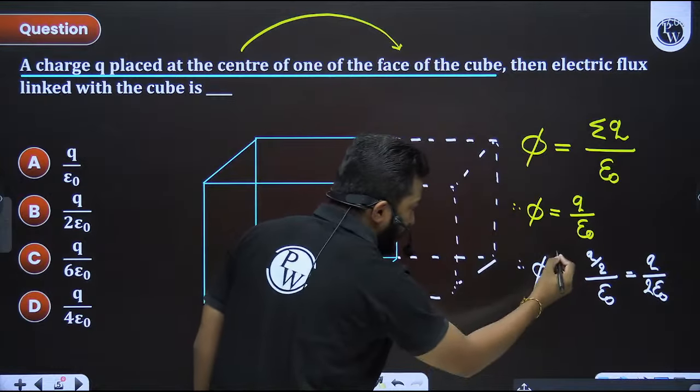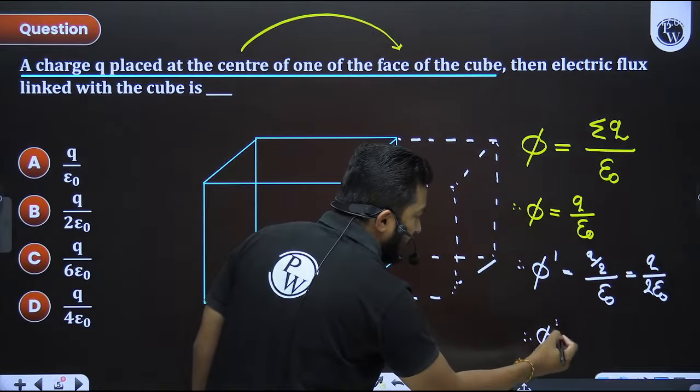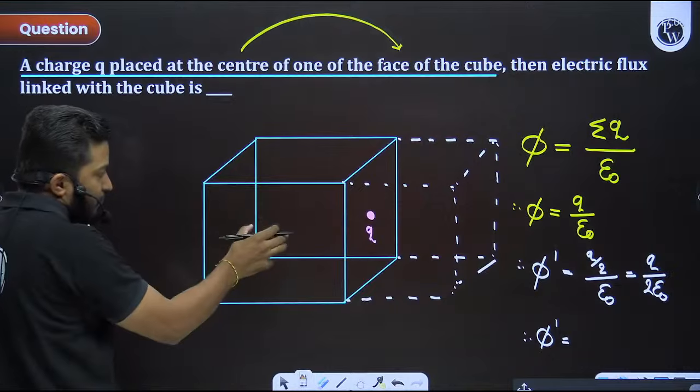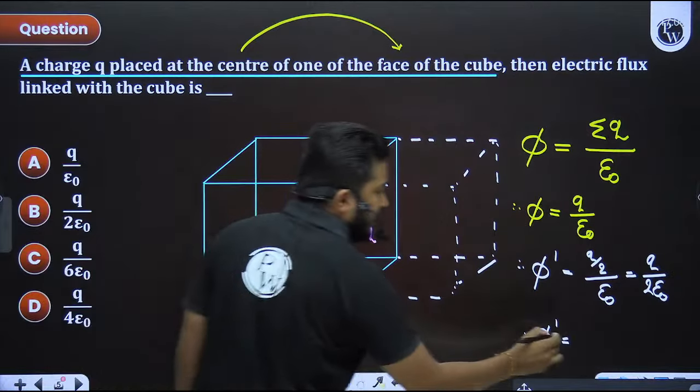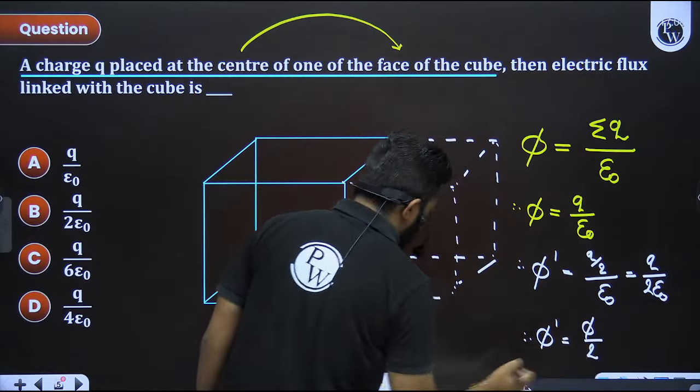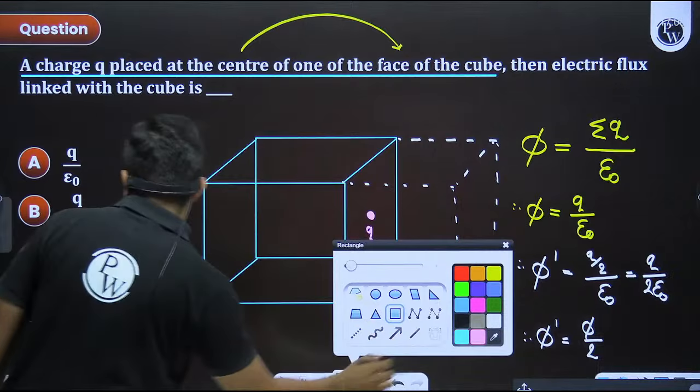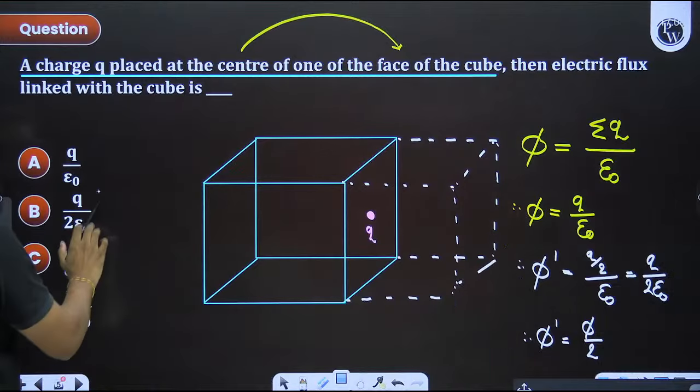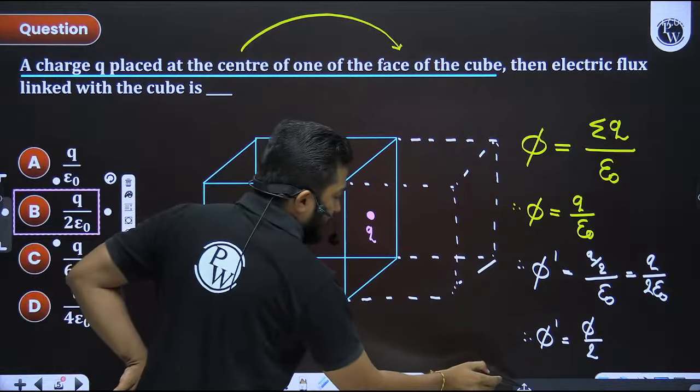And the new flux through just one cube, as per the given data, is actually phi by 2, and the available answer is q by 2 epsilon naught. Option B is the better answer. Hope you get the point.